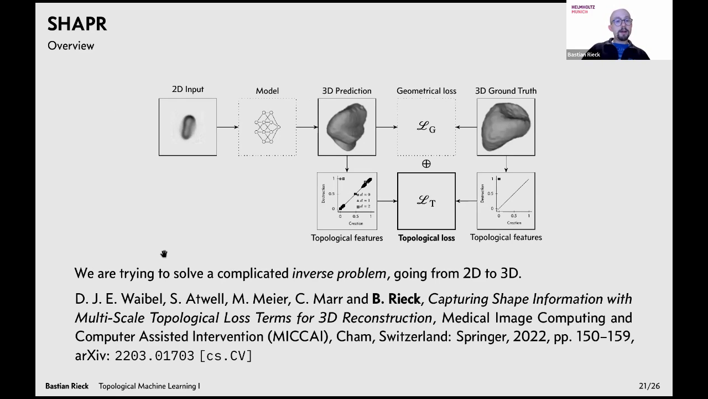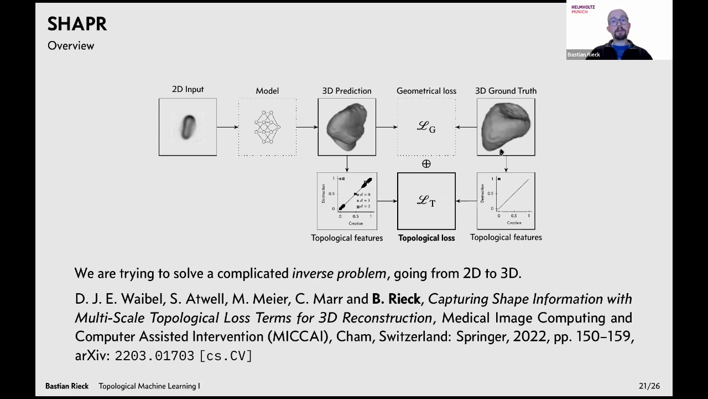Let me show you the whole model, or the whole diagram, and how it works. So it's essentially a complicated inverse problem because we want to go from 2D to 3D, right? We have one image and we want to reconstruct the full shape from that. To do that, we use some kind of machine learning model, which I leave open how that looks, although I'm going to show you a suggestion later on. We do a 3D prediction, and then we can compare this prediction to the ground truth using a geometry-based loss. We'll see examples of how this works in a second.